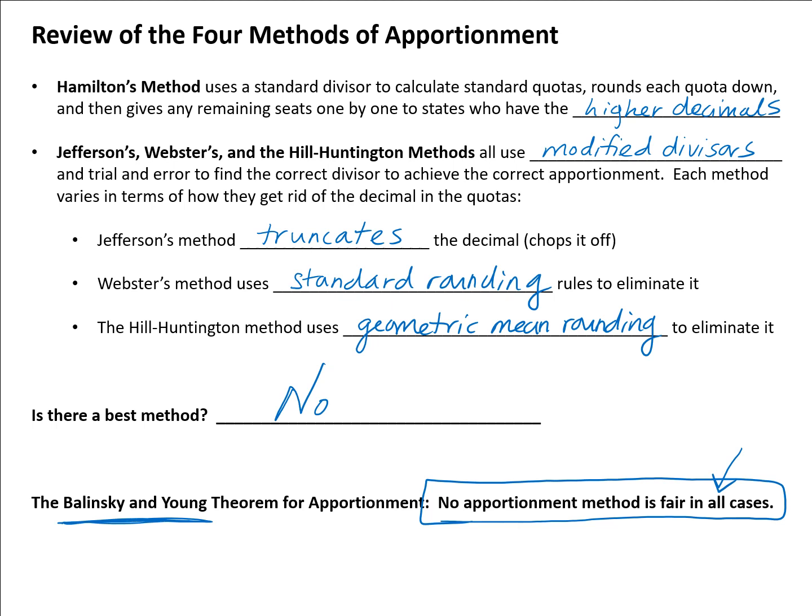And what people have done with computers is investigate these methods more closely and looked at how often they would violate certain rules like the quota rule. And what they find is the Webster and Hill-Huntington methods will only violate the quota rule about once every 200 apportionments, whereas Jefferson's would violate it quite frequently. So at least we're using a method currently, the Hill-Huntington method, that violates the quota rule a little bit less.